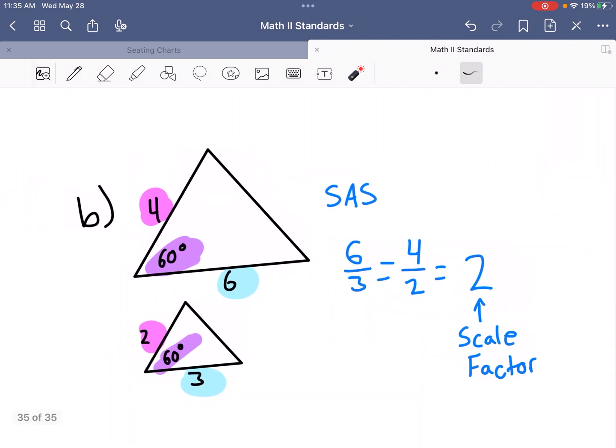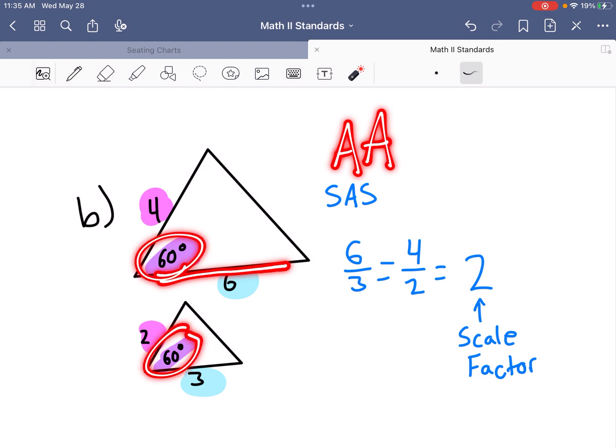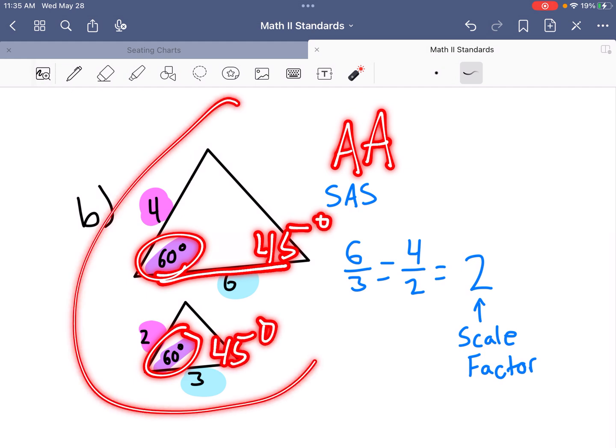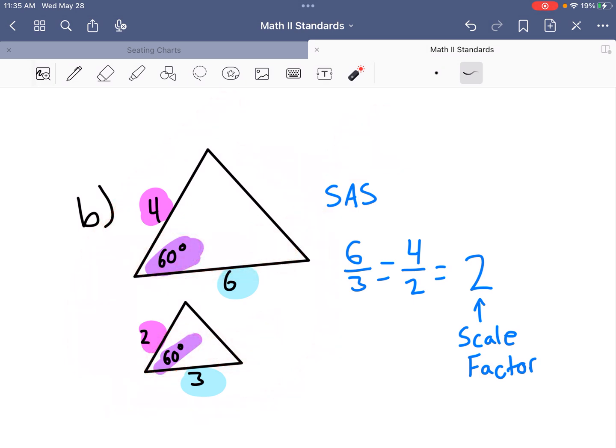Now, there were 2 other methods that we talked about in class. One is the angle-angle similarity theorem. That only works if I have 2 pairs of corresponding angles that are congruent to each other. So looking at this, I only have 1 pair. However, if this over here was a 45 maybe, and this down here was also 45, then I could say that these 2 triangles have 2 pairs of congruent angles, meaning that by the angle-angle similarity theorem, I could say that the 2 triangles are similar. However, I only have the 1 angle.